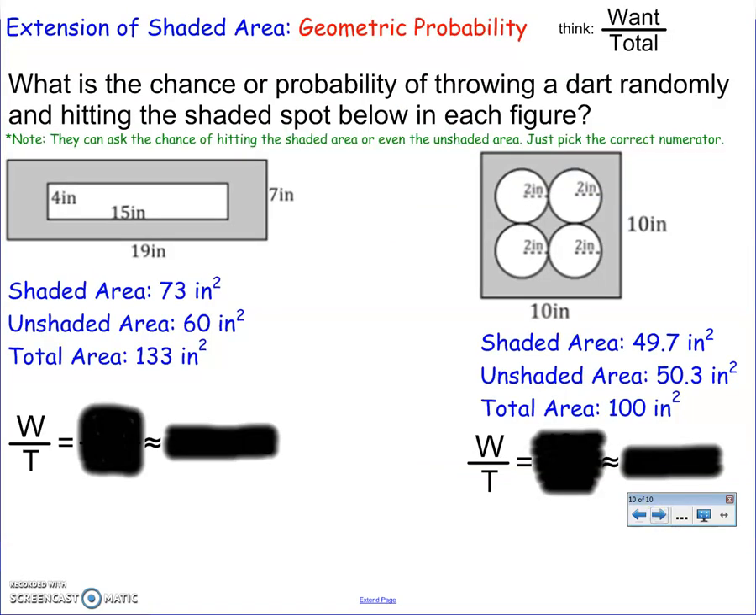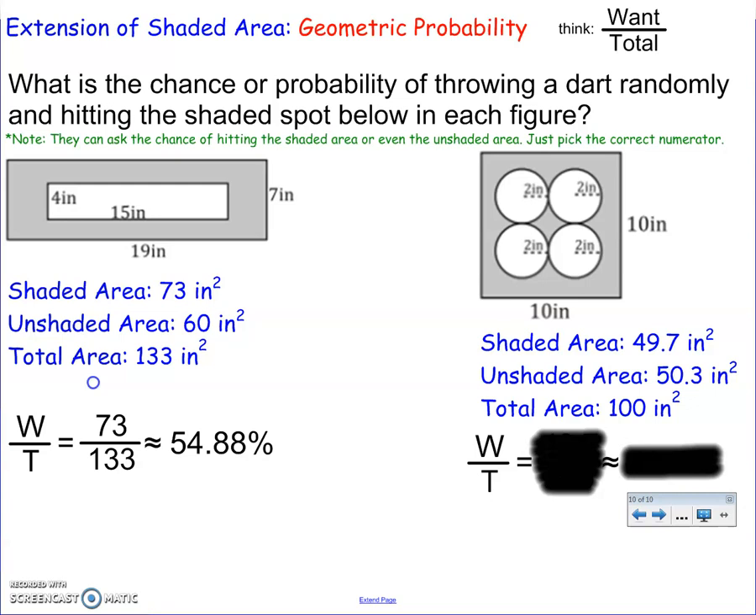All right, in the last problem, an extension of shaded area, geometric probability, think 1 over total. That's what probability is. So what's the chance or probability of throwing a dart randomly and hitting the shaded spot below in each figure? And do note that they can ask you the chance of hitting the shaded or unshaded area. Just pick the correct numerator. So for the shapes we just did, remember this is the shaded area, unshaded area, and total area. We do 1 over total. We want shaded, so we're going to do 73. Total is 133. When you divide that, you get this. We have a 54.88% chance of hitting it.